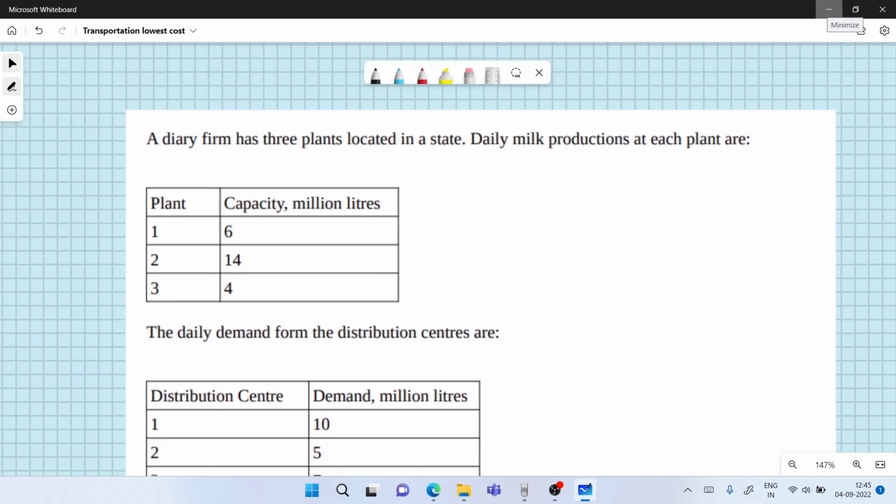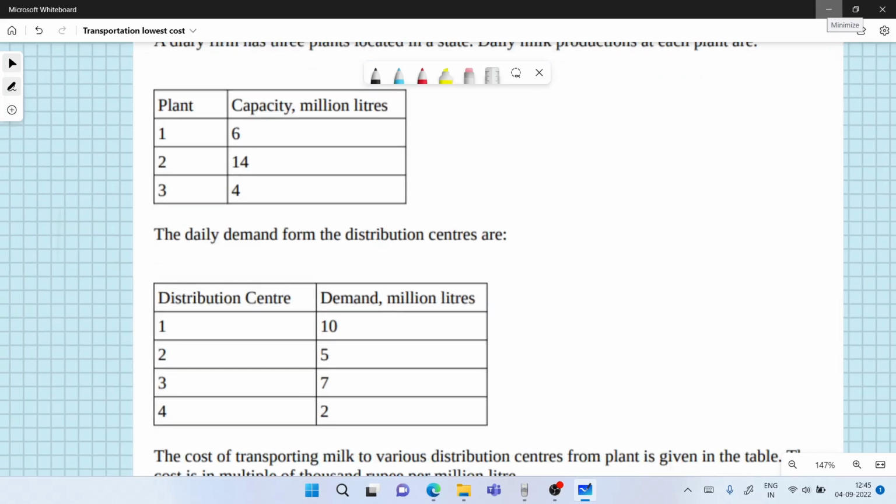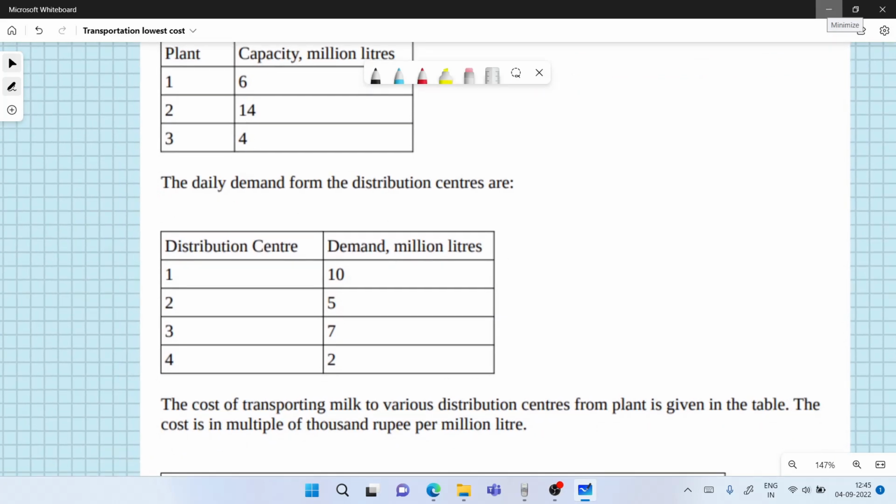A dairy farm has 3 plants located in a state. Daily milk production at each plant is: Plant 1, 6 million liters, Plant 2, 14 million liters, and Plant 3, 4 million liters. The daily demand from the distribution centers is: distribution center number 1, 10 million liters, distribution center number 2, 5 million liters, distribution center number 3, 7 million liters, and distribution center number 4, 2 million liters.